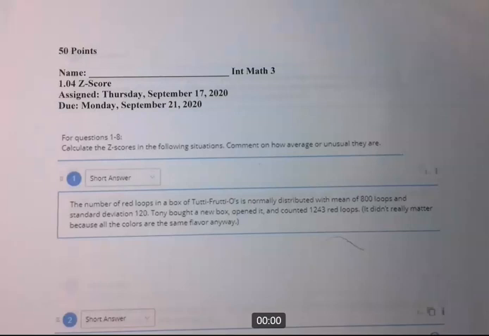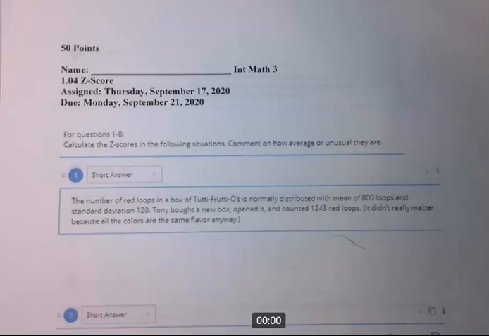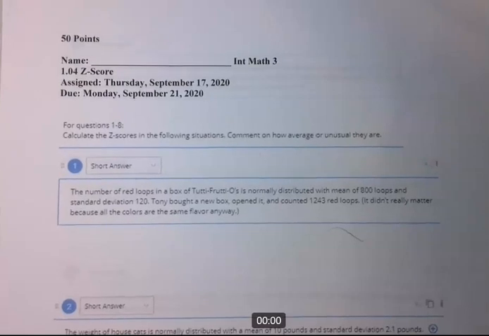Alright, this is Integrated Math 3, and this is your fourth lesson in statistics. It's the final lesson in this unit. It's 1.04 and it's on z-score. So z-score is simply how many standard deviations a particular value is above or below the mean. That's very simply what it is.